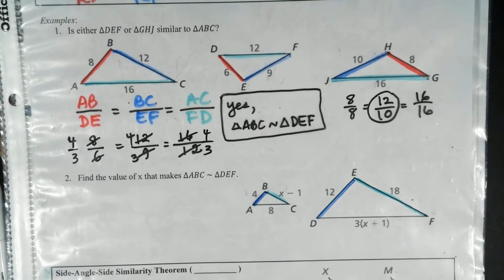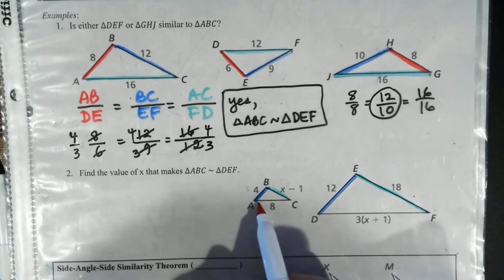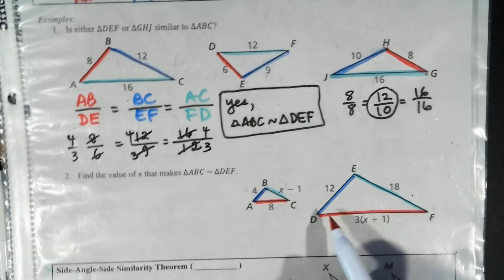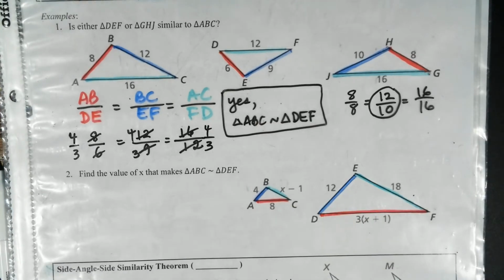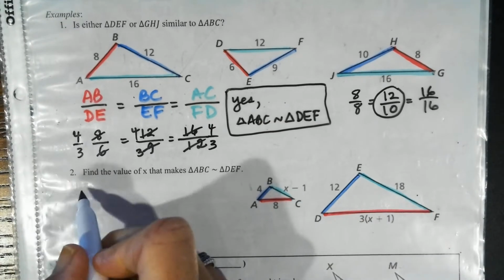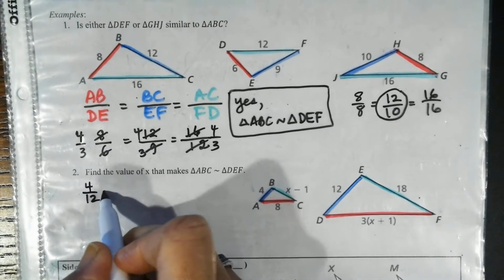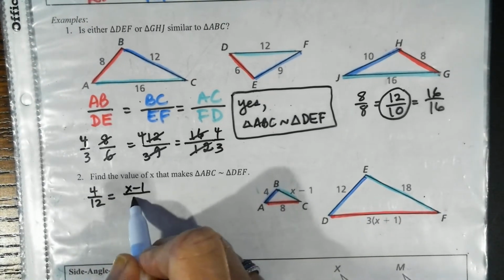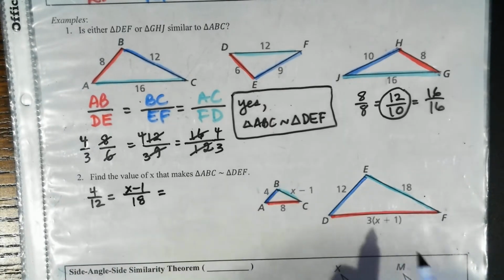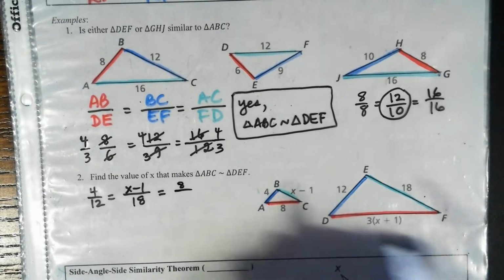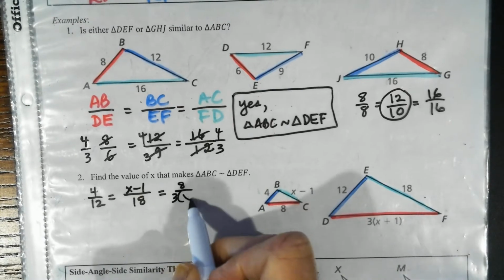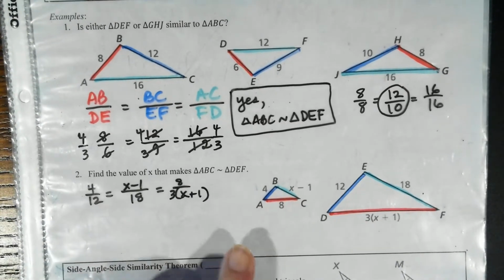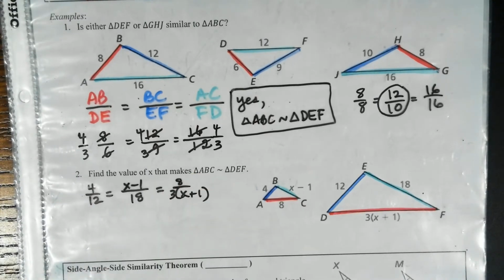Or, if you wanted to solve it a different way, it would equal 8 over 3 times x plus 1. So there's a number of different ways you could write this. Okay, so 4 over 12 equals x minus 1 over 18, but it also equals 8 over 3 times x plus 1. So you can write that down, that's what would make it similar.